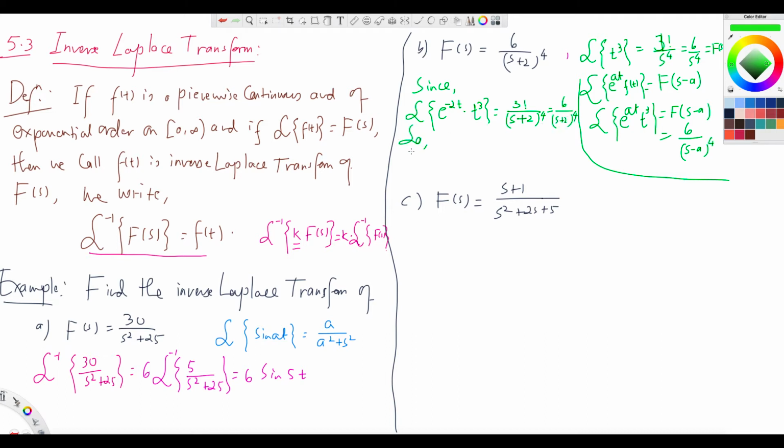So the inverse Laplace transform of 6 over s plus 2 to the 4th equals e to the negative 2t times t cubed. That's the answer. That's how you find the inverse Laplace transform.